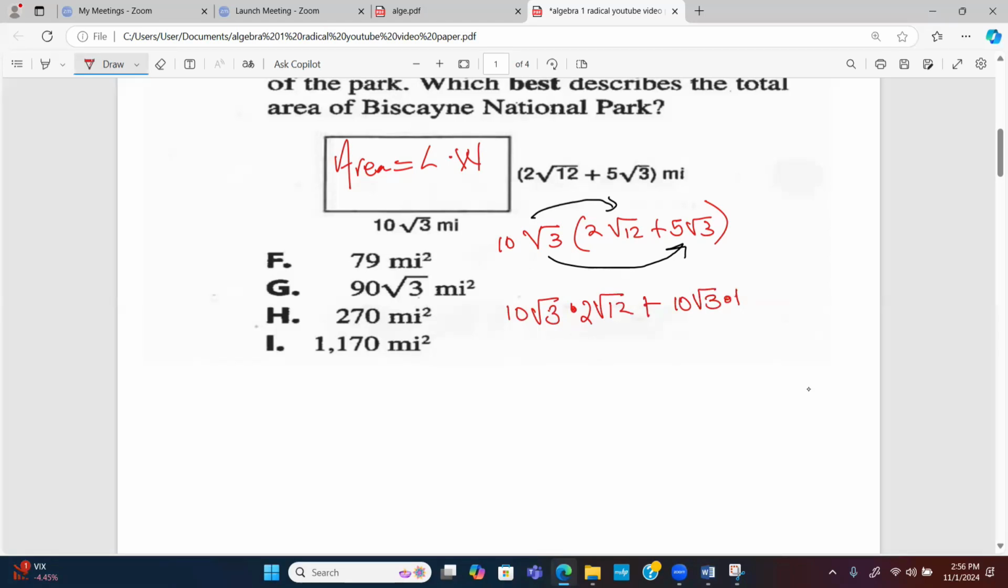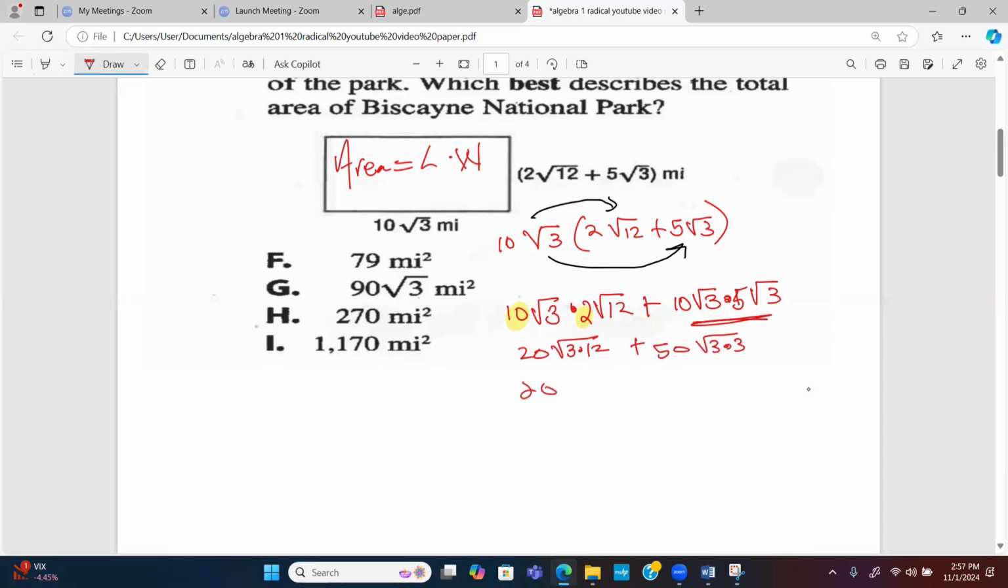times 5 root 3. So basically that's what we have. Let's put things together. Remember that these numbers here will multiply by themselves. So we're going to have 20, 10 times 2 is 20. Under my square root sign, I'm going to have 3 times 12. And then for this part here, we're dealing with 50, and under my square root, I'll have 3 times 3.